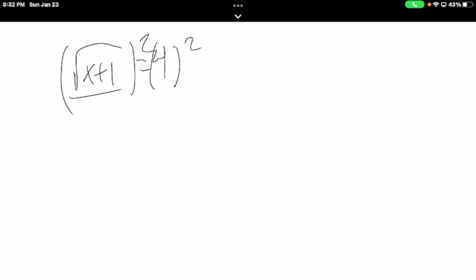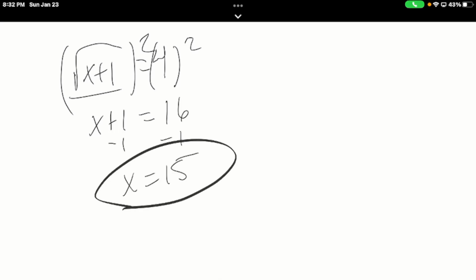So root x plus 1, when I square it, I'm just left with x plus 1. 4 squared gives me 16. I'm going to subtract 1 over. I get x is equal to 15. And that's my answer. You could plug 15 in to see if it works. 15 plus 1 is 16. The square root of 16 is 4, which equals 4. We're good to go. So that's the first one.